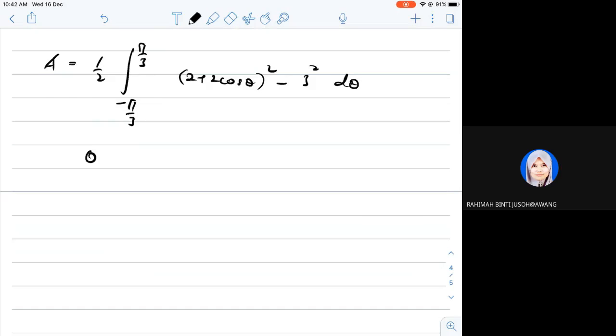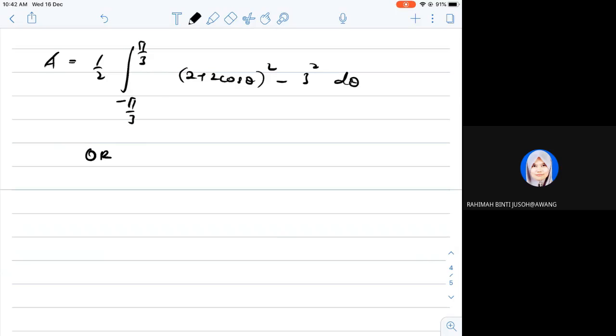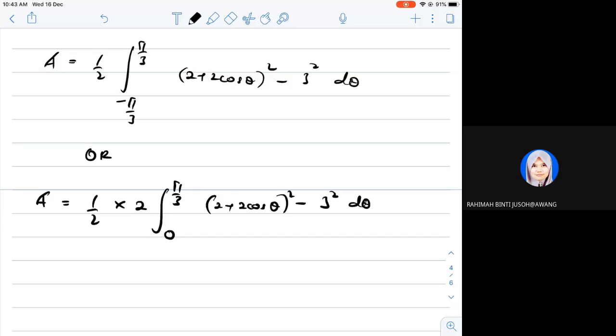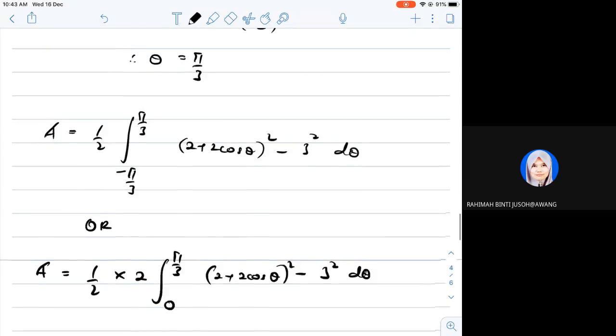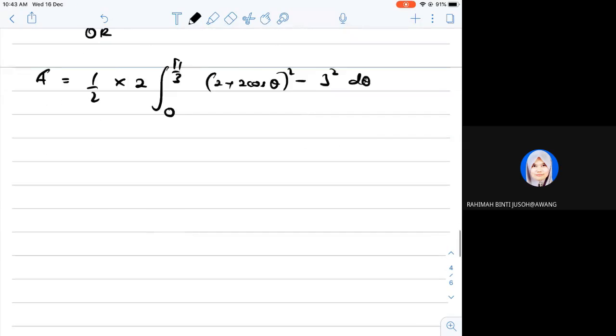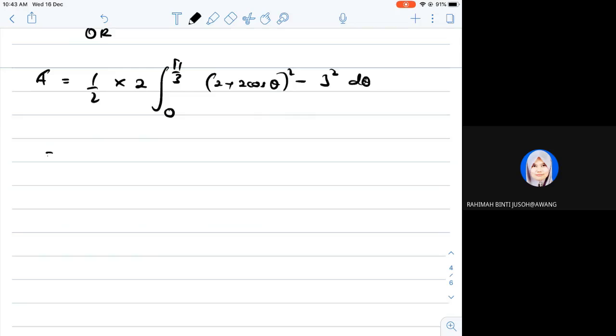Or as I mentioned earlier, I like to use the zero angle. So from 0, 1 over 2, I have to multiply by 2 because I consider from 0 to pi over 3. So this is just the same: 2 plus 2 cos theta squared minus 3 squared d theta. You can use the upper or the lower one. Both will give you the same answer. So let us solve this question. The 1 over 2 and 2 cancel. So let us expand the quadratic.